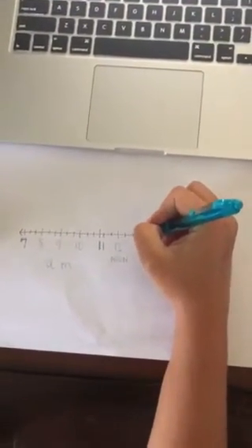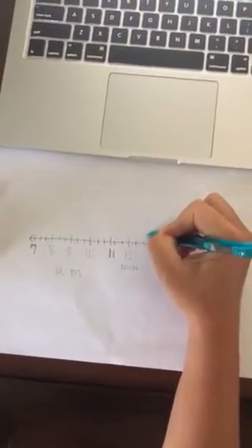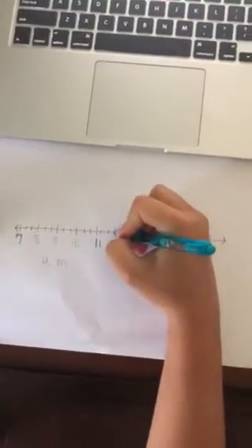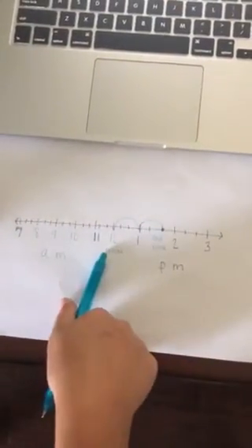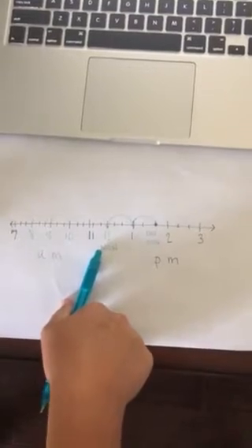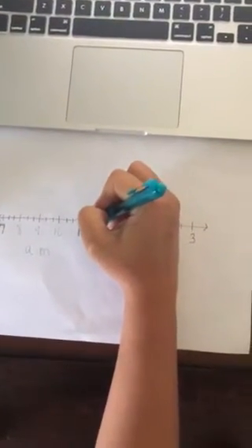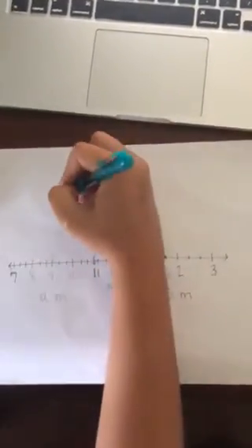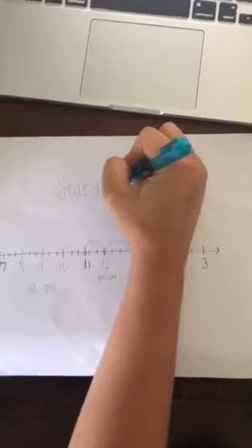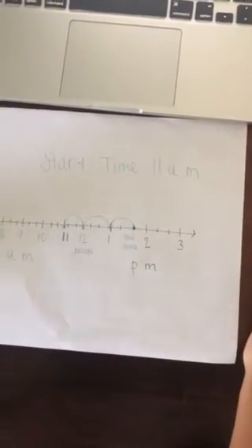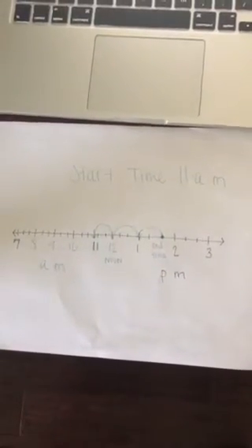So we're at our 1 p.m. and let's jump back an hour, which is 60 minutes. That puts us at our 12 o'clock noon, and we still have 60 minutes left. So let's jump back another 60. And that ends us at 11 a.m. That's what time our movie started. We started our movie at 11 a.m. and after 2 hours and 30 minutes, we ended up at 1:30 p.m.